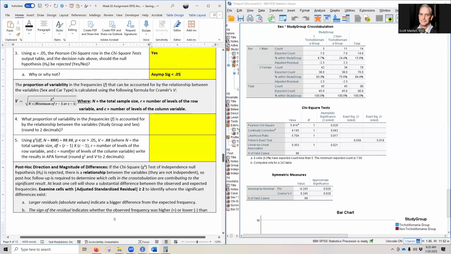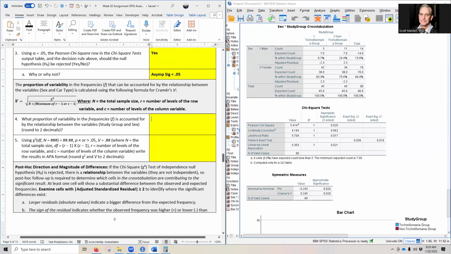So we've got to calculate our proportion of variability. That's a little formula again, so I'll pop it in here. I do think in this case, you can actually use Cramer's V down here. So let's see what we get if we actually try this formula to get the proportion of variability in the frequencies accounted for by the relationship between the variables, that is study group and sex.